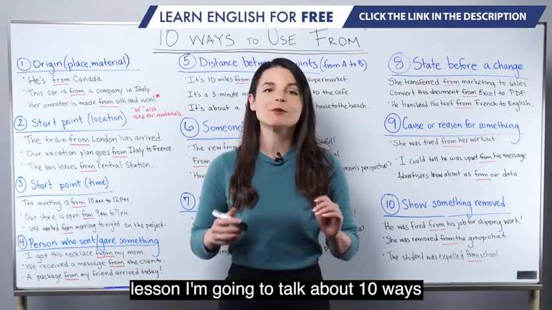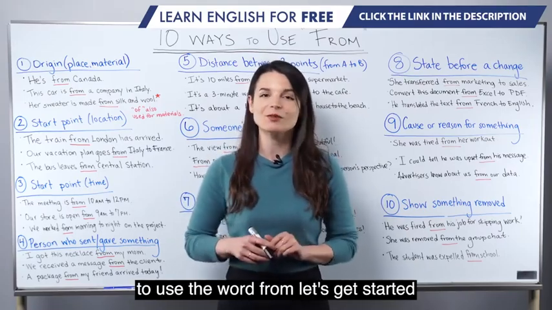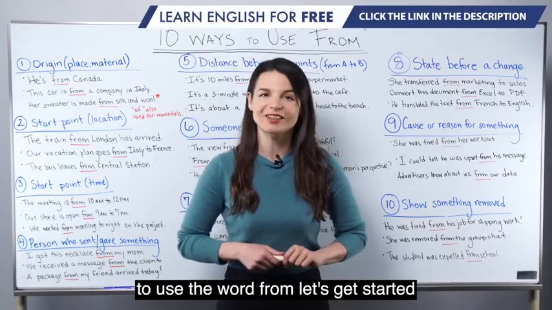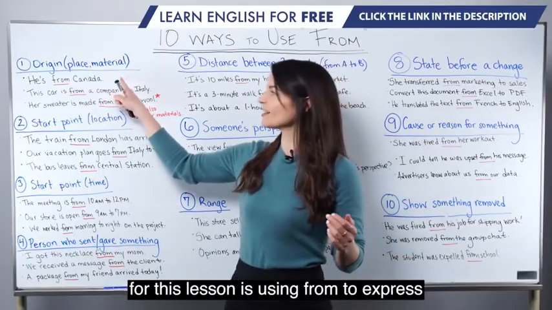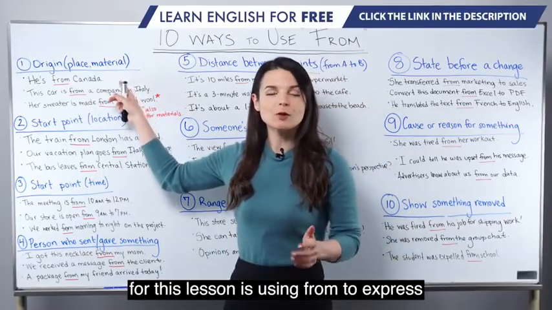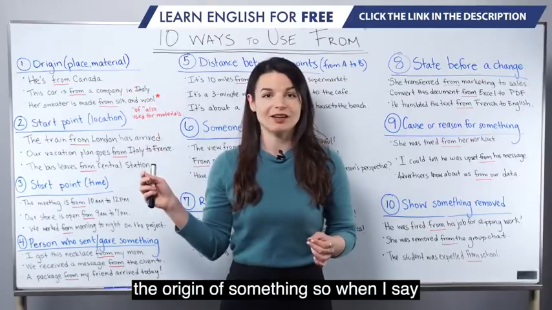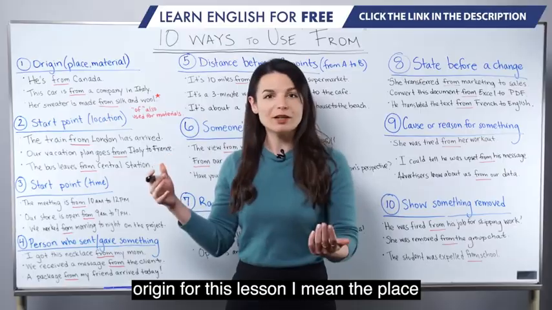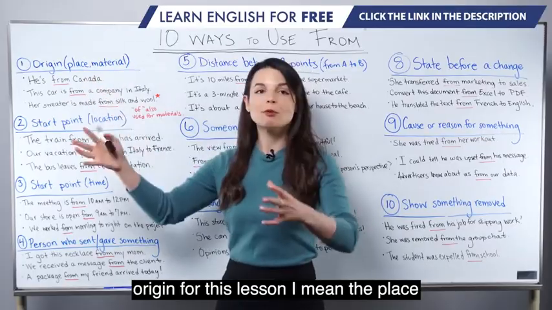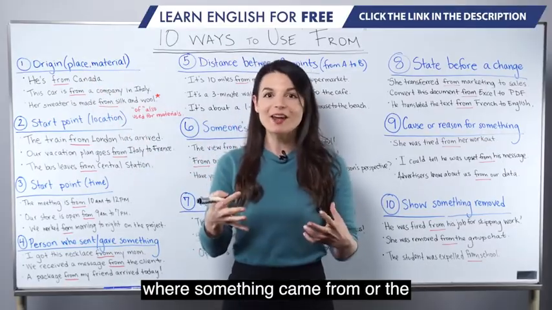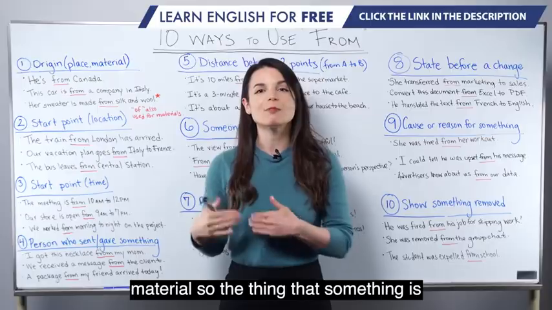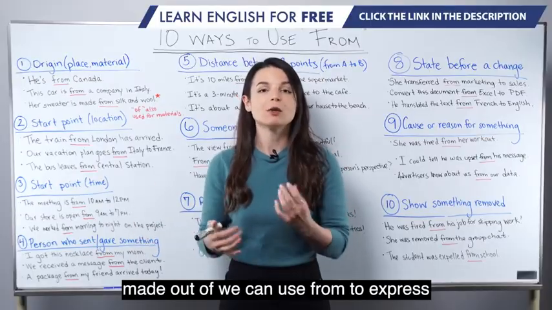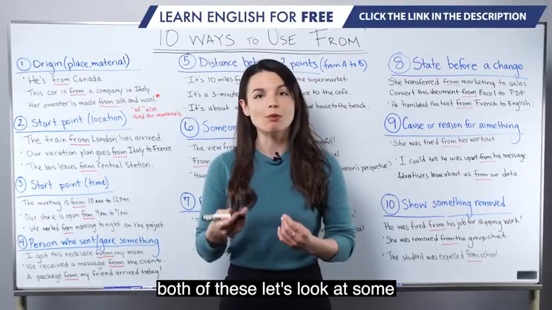In this lesson, I'm going to talk about 10 ways to use the word from. Let's get started. Okay, the first use I want to talk about for this lesson is using from to express the origin of something. So when I say origin for this lesson, I mean the place where something came from, or the material, so the thing that something is made out of. We can use from to express both of these.